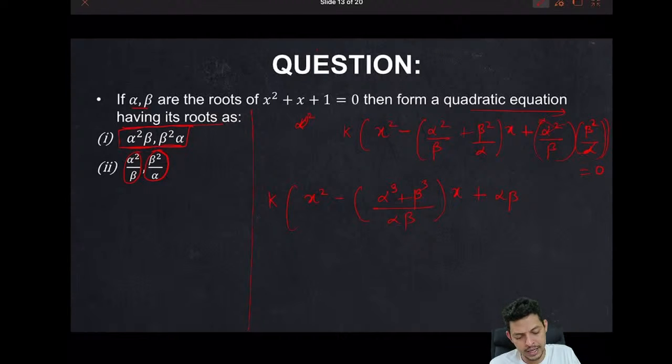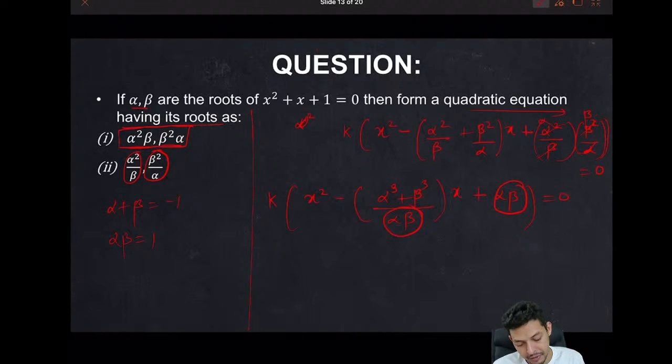So this alpha square will get cancelled by this alpha, and beta square will get cancelled by this beta. This is equal to 0. Now the value of alpha beta is already known. How? We just discussed alpha beta is 1. So let me write it here for you. Alpha plus beta is minus 1 and alpha beta is 1.